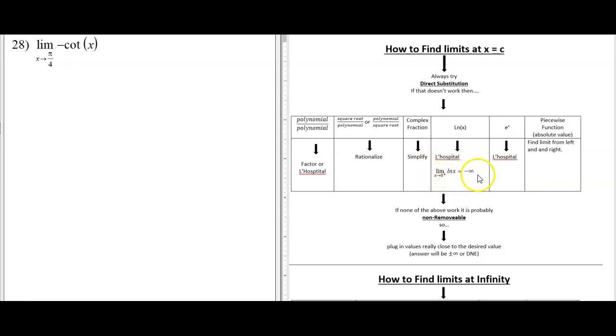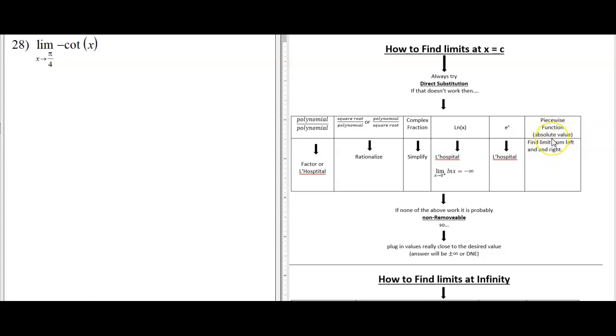And I just put an important little limit here that we might want to remember, that if you're approaching 0 from the right, it goes to -infinity. And I demonstrated that in my lesson with a graph, but you can also do it using approximations. Also, if you want to find the limit of e to the x, if direct substitution doesn't work, probably L'Hopital. And if you have a piecewise function, then you're going to find the limit from the left and the right.